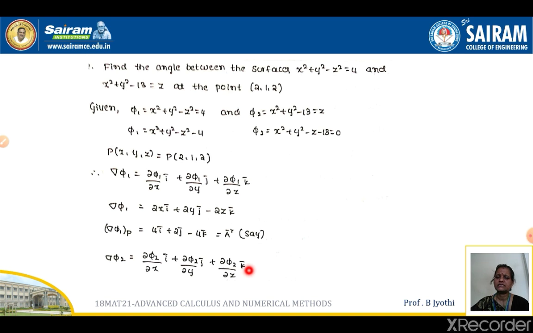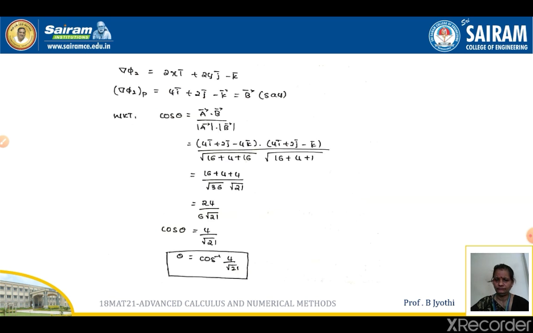Next, similarly, let's take the second one, that is phi 2. For del phi 2, we will find out. So del phi 2 will be equal to 2x i plus 2y j minus k, and at the point, if we substitute, it is 4i plus 2j minus k. Let us call this B, and we know the formula that cos theta is given by vector A dot vector B divided by the modulus of A and B.